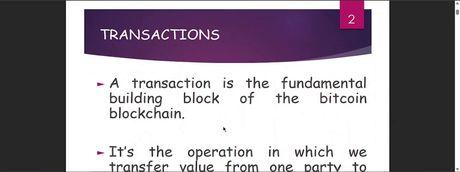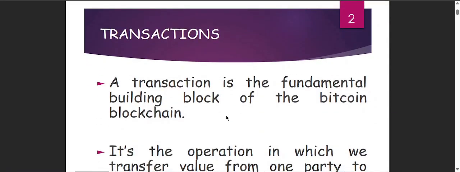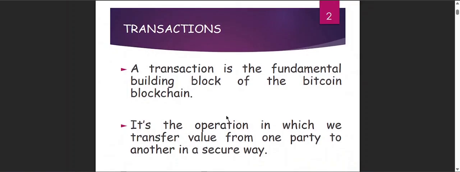Okay, so now we are going to view the working of Bitcoin transactions. First of all, we have to know how the transaction is happening here. Basically, the transaction is the fundamental building block of the Bitcoin blockchain. You are going to transfer some amount, and it will consist of some operations that will have a private key and a public key. It secures your transaction using cryptographic algorithms and encryption techniques.